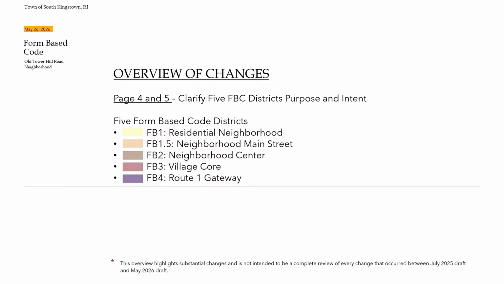FB2 is the Citizens Bank area, CVS, and Holly Street, which again is more dense than the FB1. FB3 is primarily along Old Tower Hill Road, Route 108 and Kingston Road, and that's again a step up in the density and architecture: larger buildings, taller, more densely developed. And then the Route 1 Gateway, FB4, is primarily the Wakefield Mall, the Mazda dealership, 2 properties along Old Tower Hill Road and 2 properties on the south side of Old Tower Hill Road.